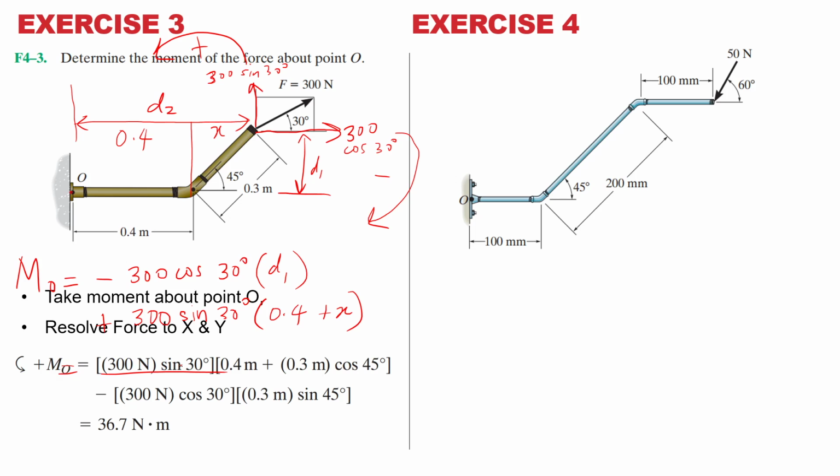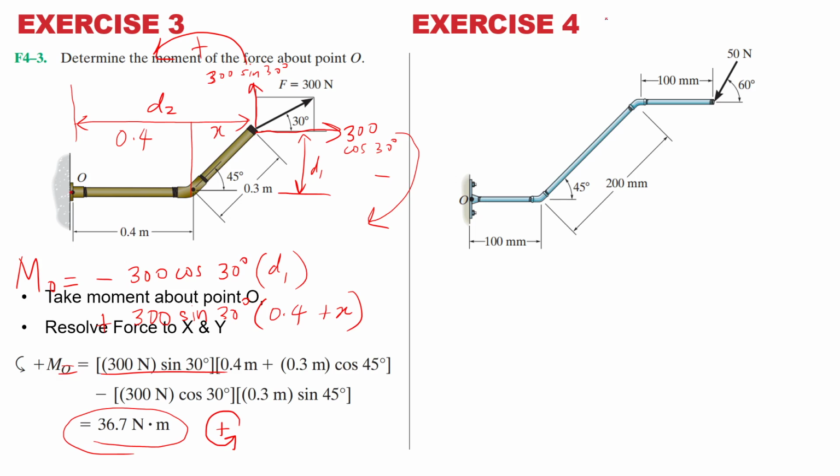300 sin 30. Where is it? 300 sin 30 times, okay, this. Minus is a negative cos 30. Okay, correct. So the winner is 367 Newton meter. So the winner is positive. So positive, remember this is the convention for positive. It's like that. Counterclockwise positive.